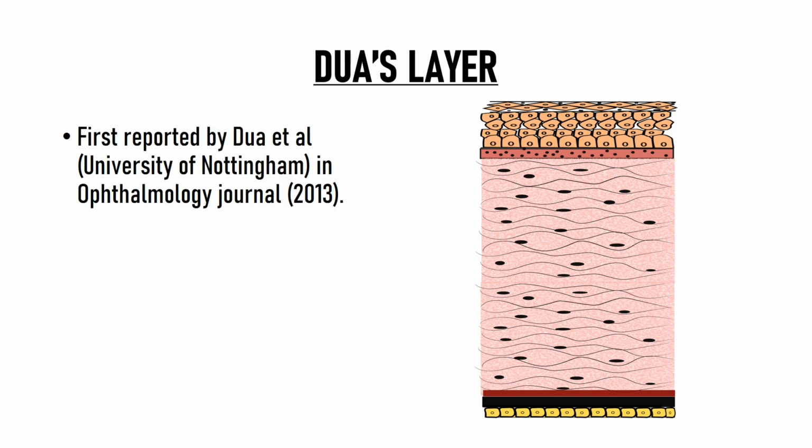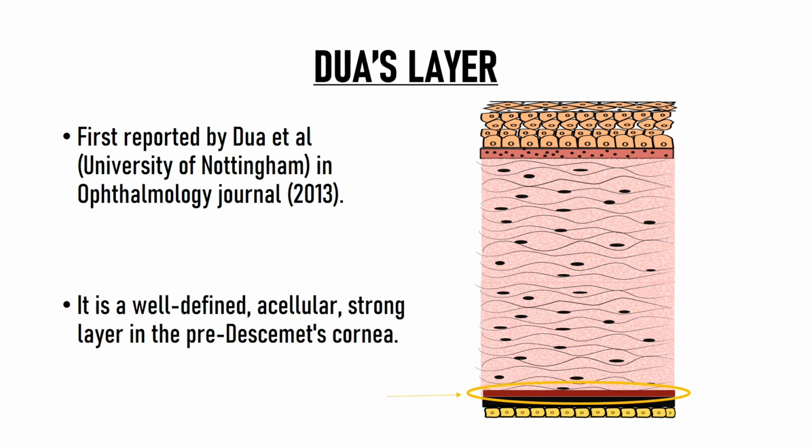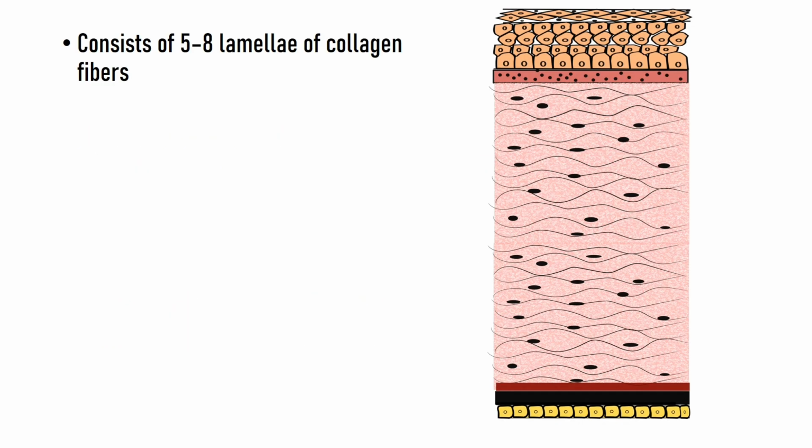This layer was first reported by Dua et al. at the University of Nottingham and was published in the Ophthalmology journal in the year 2013. This layer is a well-defined acellular strong layer located just in front of the Descemet's, or we can say in the pre-Descemet's cornea. It consists of only 5 to 8 lamellae of collagen fibers.